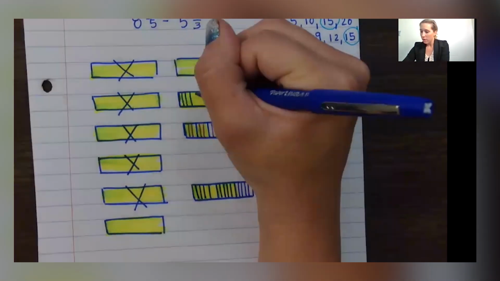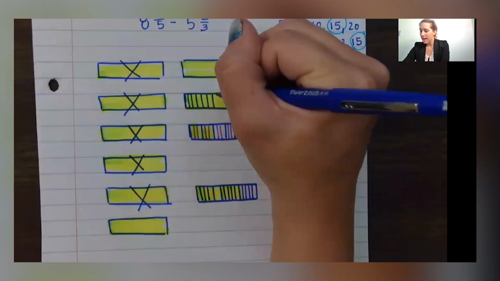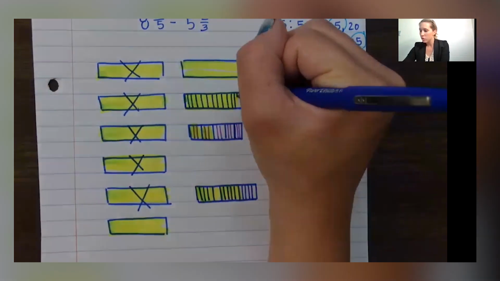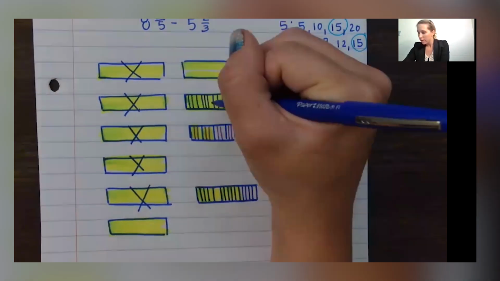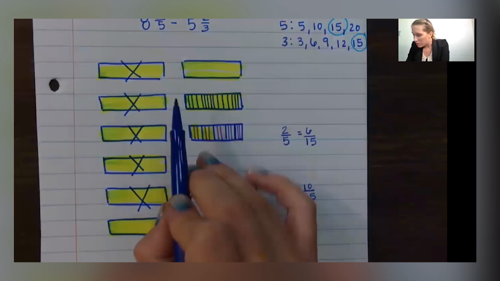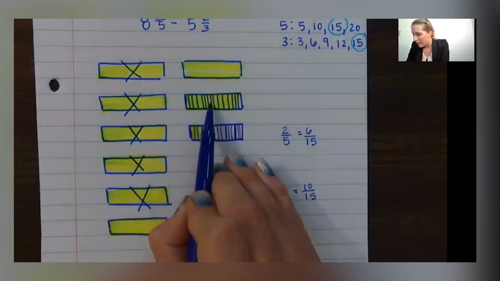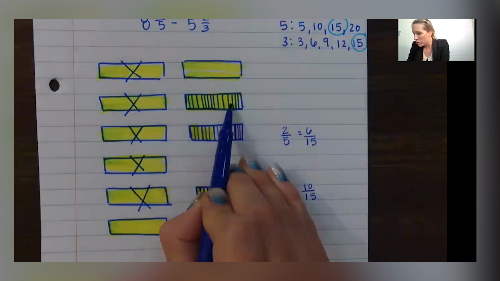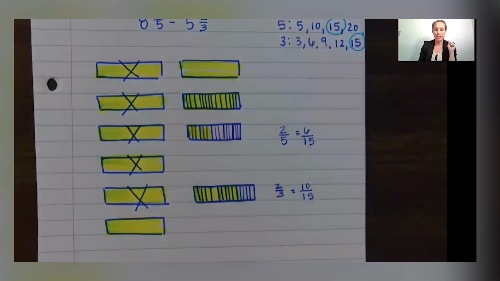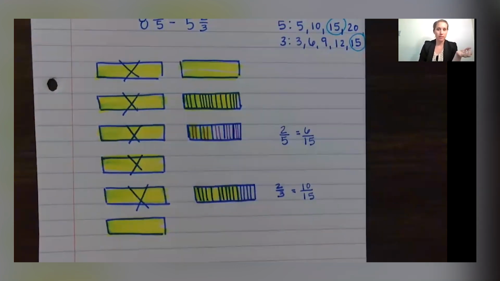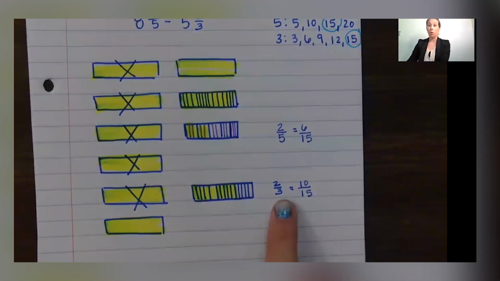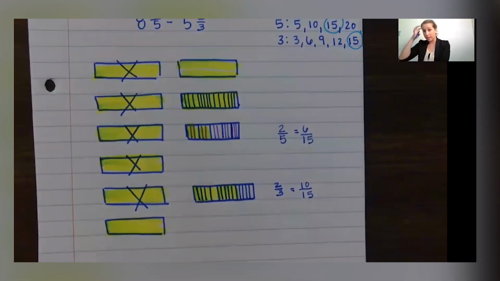1, 2, 3, 4, 5, 6, 7, 8, 9, 10, 11, 12, 13, 14, 15. Excellent work. So let's see. How, once again, do I model subtraction? Yes, I put X's over it. So how many do I need to remove? I'm subtracting 2/3 or 10/15. So let's do that now.